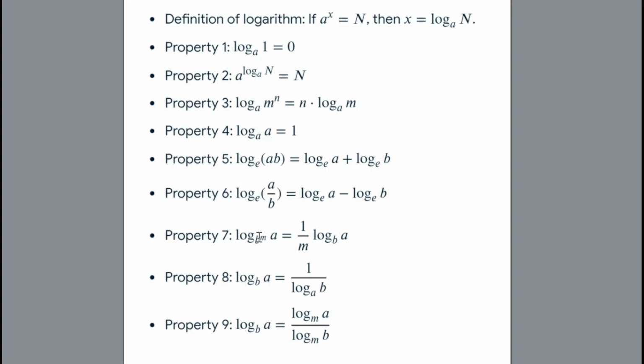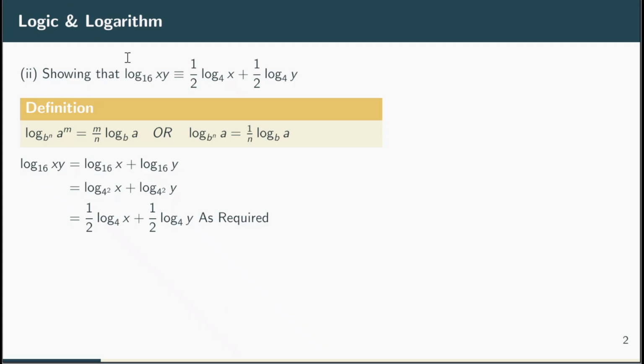Log to the base b^m of a is equal to 1 over m, 1 over that exponent of the base, times log to the base b of a. All right, let's return back.